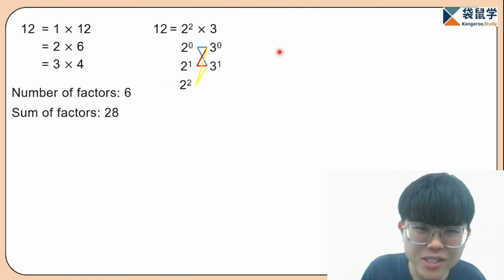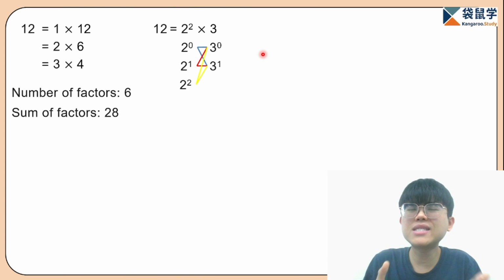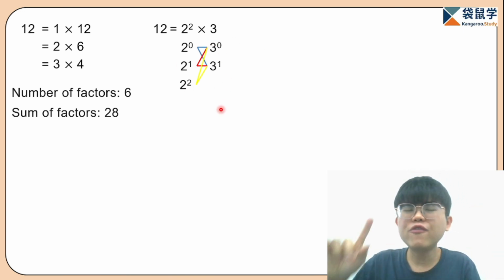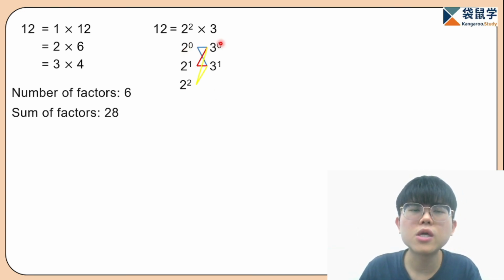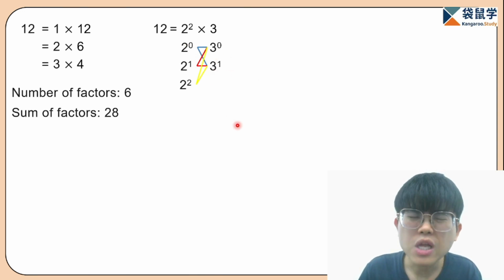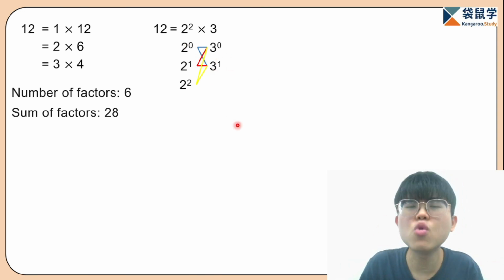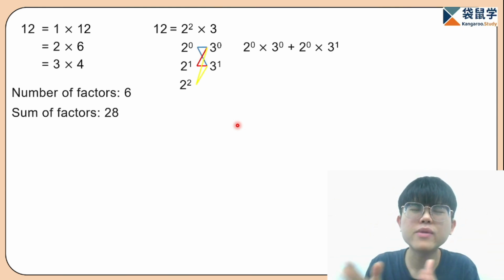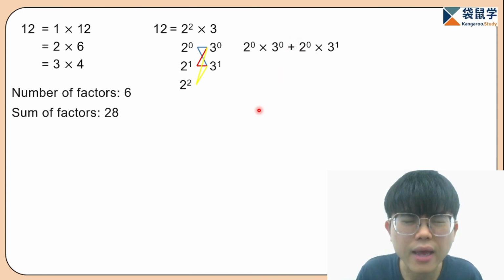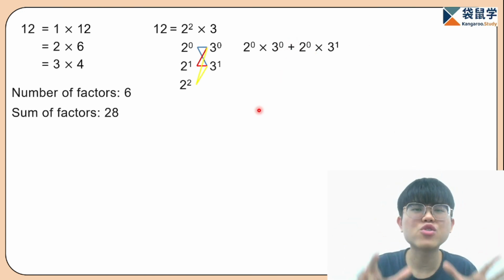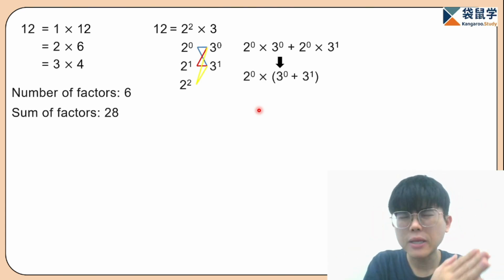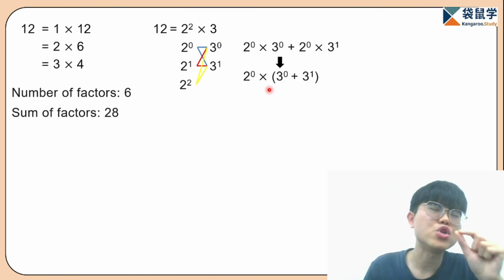Alright, so let's observe what we have here again. We say that our factor is just made out of our prime factor. For example, our first factor is made out of 2 to the power 0 times 3 to the power 0. The second factor is made out of 2 to the power 0 times 3 to the power 1. Since we are trying to find the sum of factors, we add them all together. But now we have 2 multiplications and one addition right here. In this case, we can try to extract out the common factor. So the next thing, we will have 2 to the power 0 times 3 to the power 0 plus 3 to the power 1.